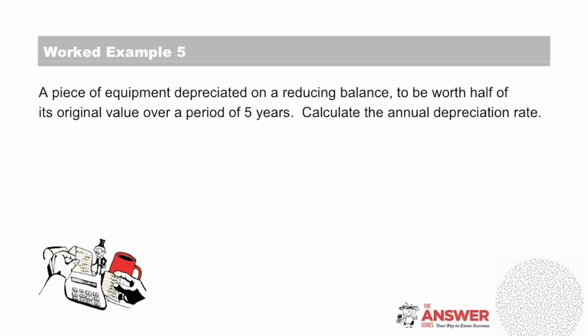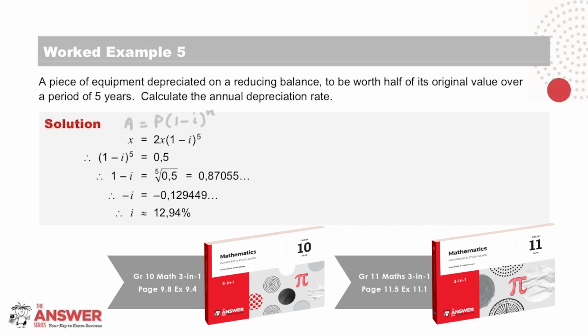So on the second read through, we can see that this time the equipment depreciates on a reducing balance, that it is worth half of its original value, and it is over a period of 5 years. Then lastly, we need to calculate the annual depreciation rate. Take a moment now to look at which formula to use, which variables you have been given, and what you have been asked to calculate. And then pause the video to give yourself time to try this question on your own. Let's have a look at the answer.